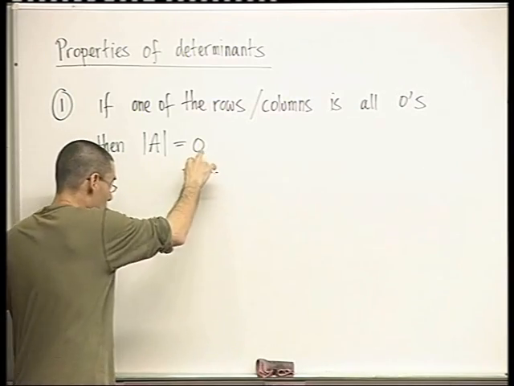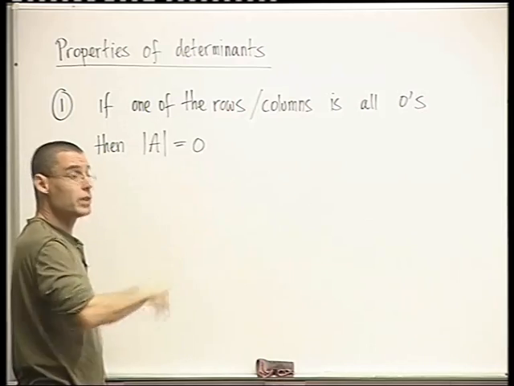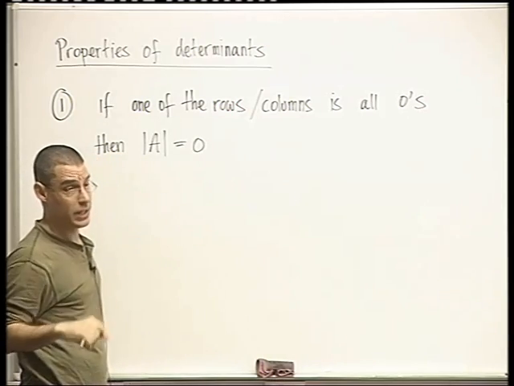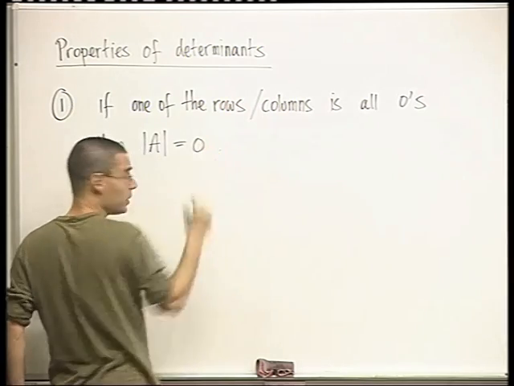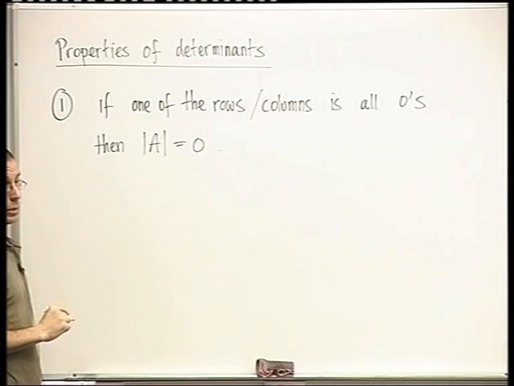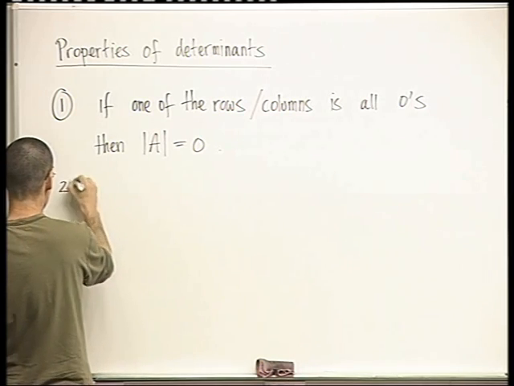So this is a trivial statement once you know that you can develop the determinant using any row or any column. Good? So I'm even going to skip giving you an example. This is really straightforward. Okay? Property number 2.